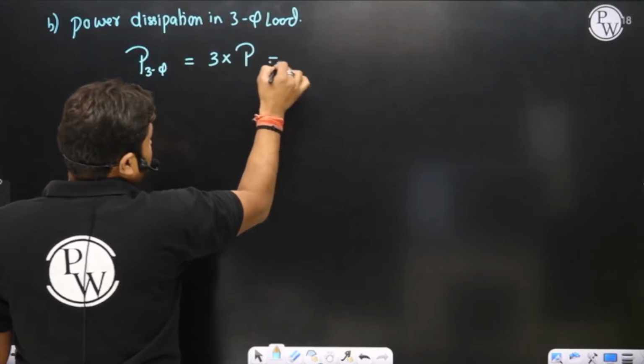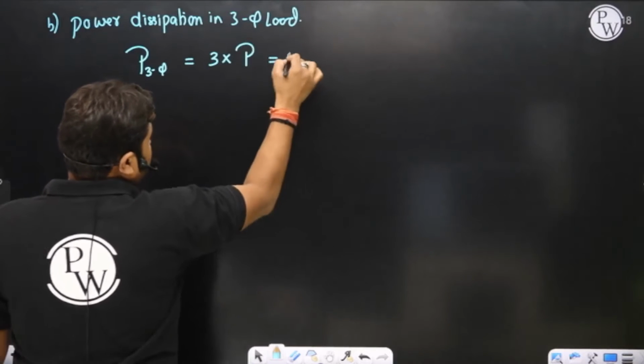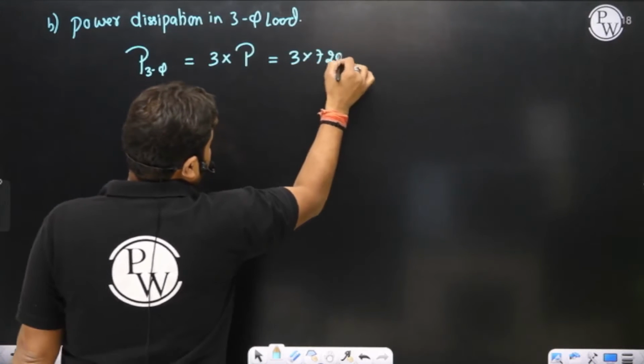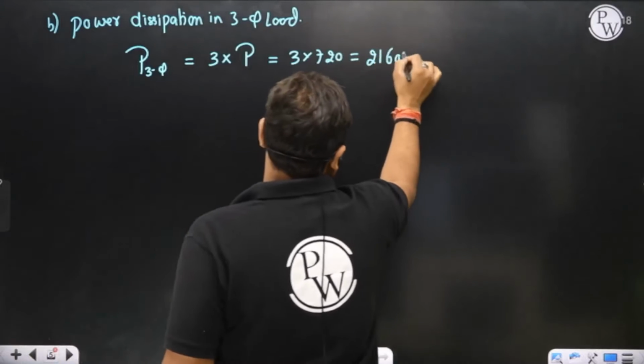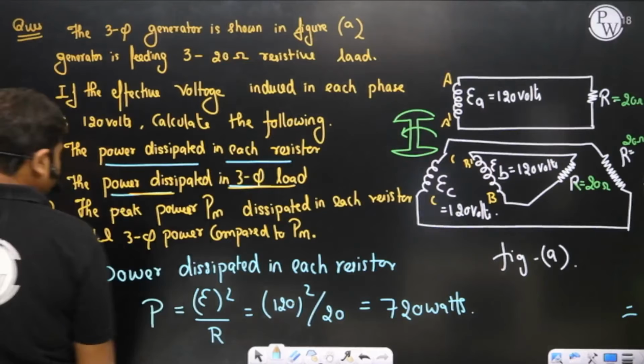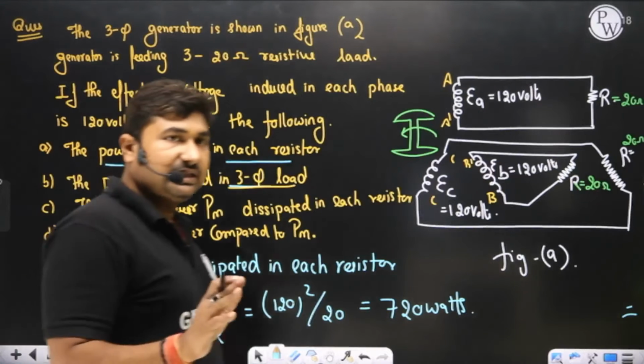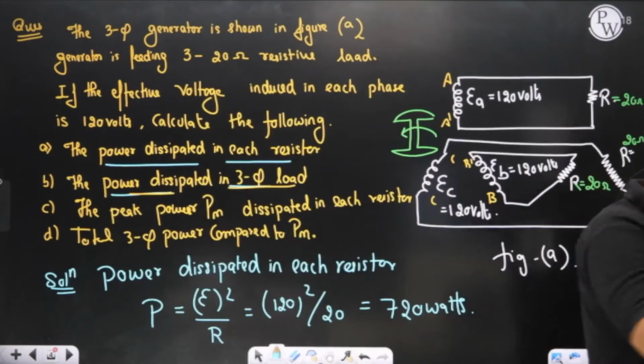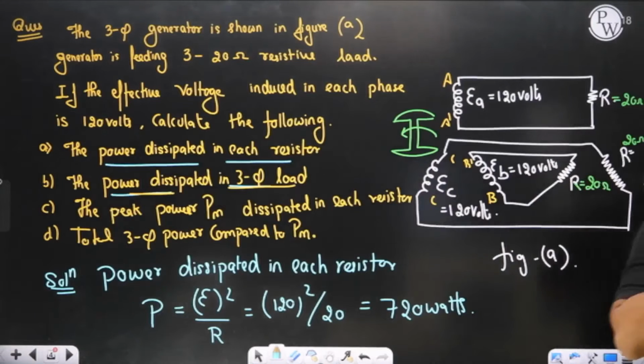Yes, sir. So three-phase power, that is 3 into 720. So you can write 2160 watts. Hoping up to this part everything is clear. Yes, sir. Great. Very easy, sir. Up to this part very easy, sir.